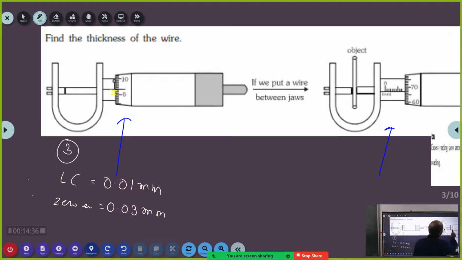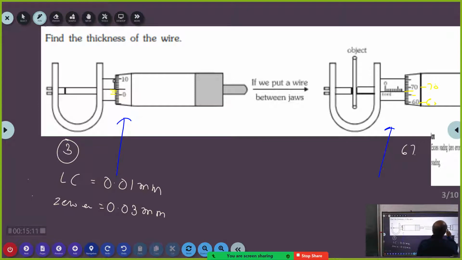So you can see here 60. This is 60. This is 70. Are you with me? Yes, sir. So what is the meaning of this reading? This is 65, 66, 67. This reading is 67 here. This reading is 67, right?